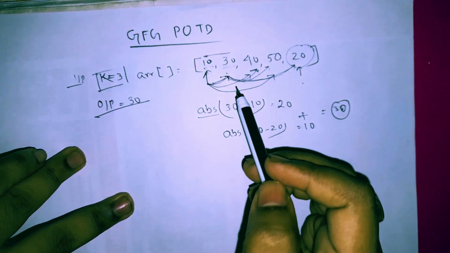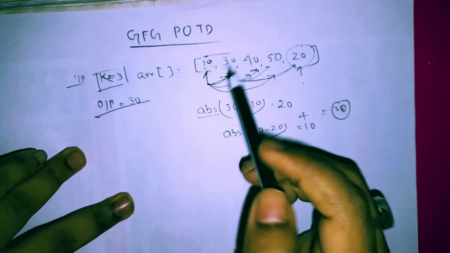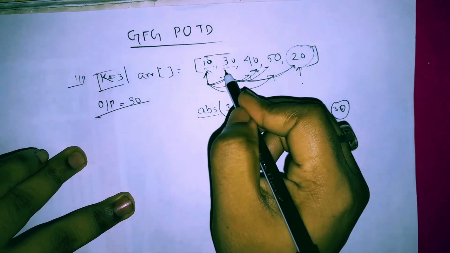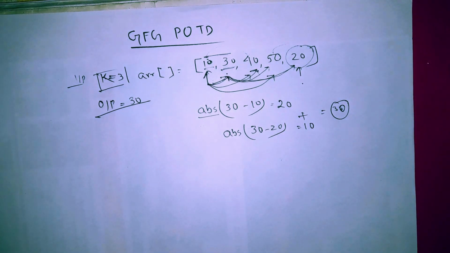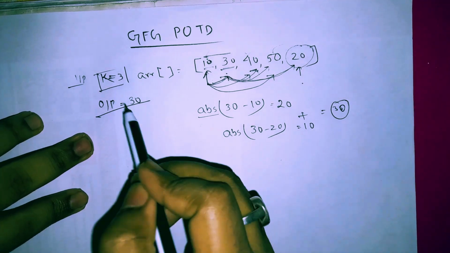And I will not make my video too long, so I am not considering any other case. You can try it on your own. Instead of 30, you can jump at first 10 to 40 and 40 to 50, 50 to 20. You can check these kinds of cases where you will not get the minimum, and the minimum answer will be 30.